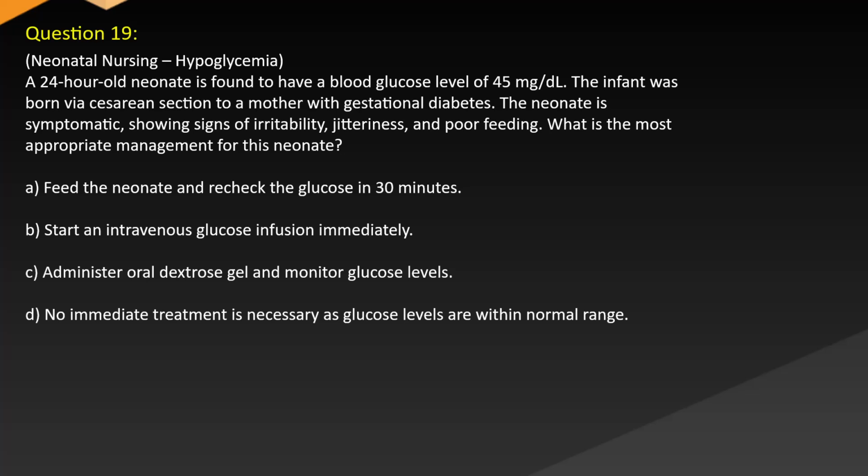Question 19. Neonatal nursing. Hypoglycemia. A 24-hour-old neonate is found to have a blood glucose level of 45 mg/dL. The infant was born via cesarean section to a mother with gestational diabetes. The neonate is symptomatic, showing signs of irritability, jitteriness, and poor feeding. What is the most appropriate management for this neonate?